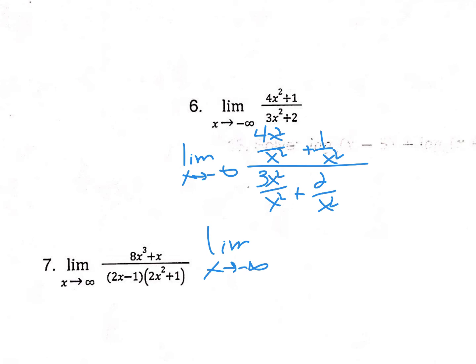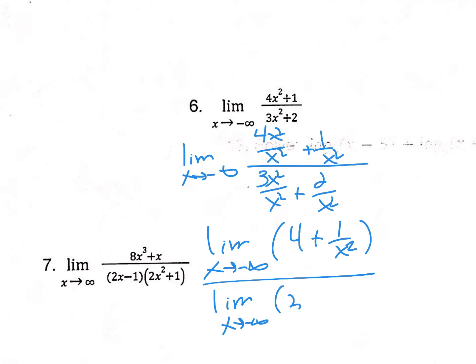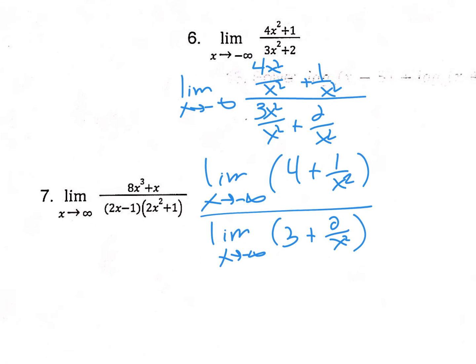Let's go to negative infinity here. Let's do the limit of the numerator, which would be 4 plus 1 over x squared. Let's do the limit of the denominator, which would be 3 plus 2 over x squared. Now you can take your limit. Okay, if we take our limits now, the limit of my numerator is going to be 4 plus 0. My denominator is going to be 3 plus 0, so I'm going to get 4/3.